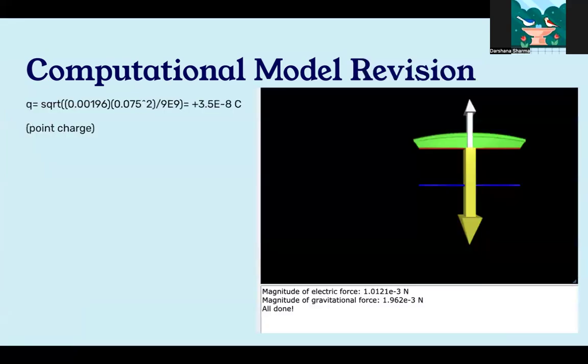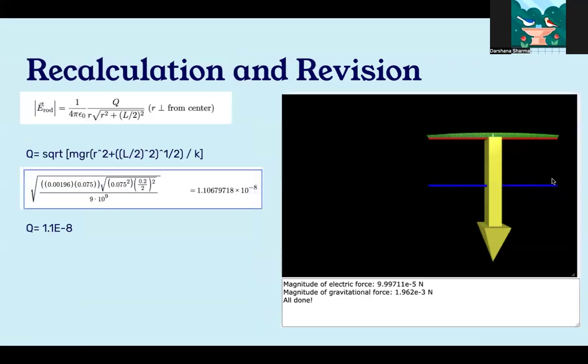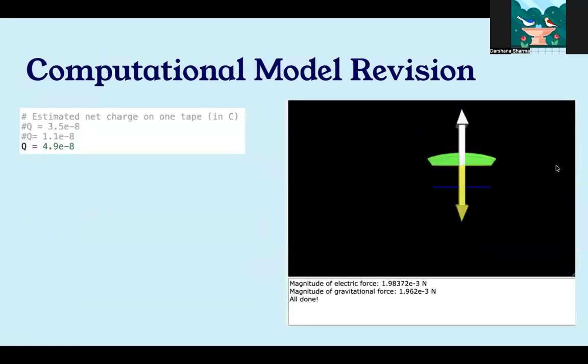Here is my first computational model, where I use the point charge 3.5 times 10 to the negative 8 coulombs. As you can see, this model is not completely accurate, as the force arrows are not equal and therefore are not canceling each other out, whereas we know F net equals 0. Then I recalculated using the electric force of the rod, given my values and the length of the tape, and here I got 1.1 times 10 to the negative 8 coulombs, which is even more inaccurate, as the arrows are definitely not canceling each other out. Then with some trial and error, I was able to get the arrows to cancel out using 4.9 times 10 to the negative 8 coulombs.